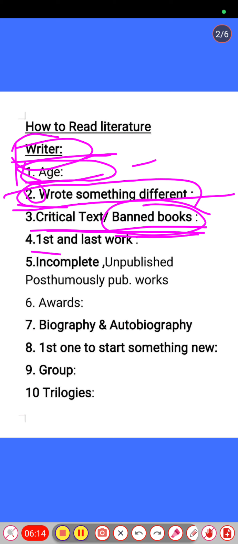Then first and last work. First and last work is always important, not only for this exam, but also when you are reading any writer. You must be aware of what he has first written, when he started his career as a writer. Just like first and last work, as I told, is very important.